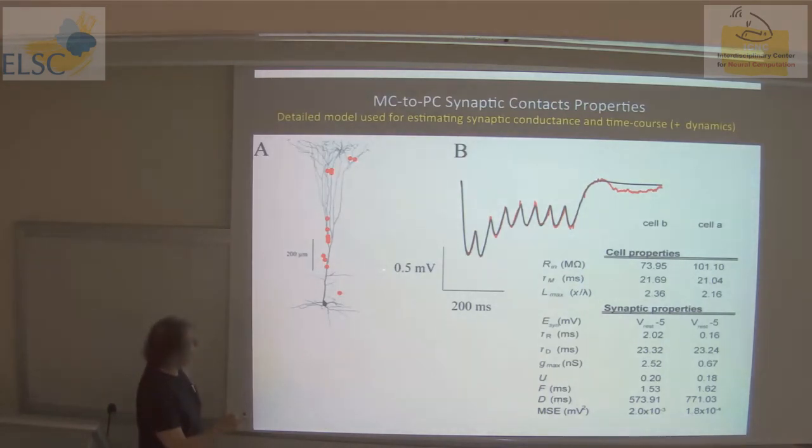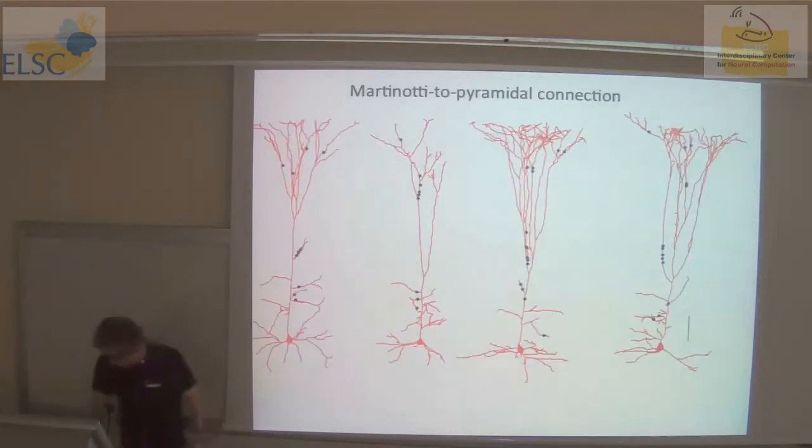This reconstructed pair in this particular case had 12 inhibitory synapses distributed like this. We have several like this. For example, this is another pair. This is 4 pairs.